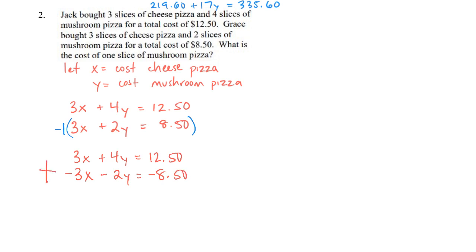And now I'm going to add these two equations together. The x terms cancel out, and I'm left with 2y equals $4. Divide both sides by 2, y equals $2. And that is the cost of a mushroom pizza. So now I'm done. The cost of a mushroom pizza is $2.